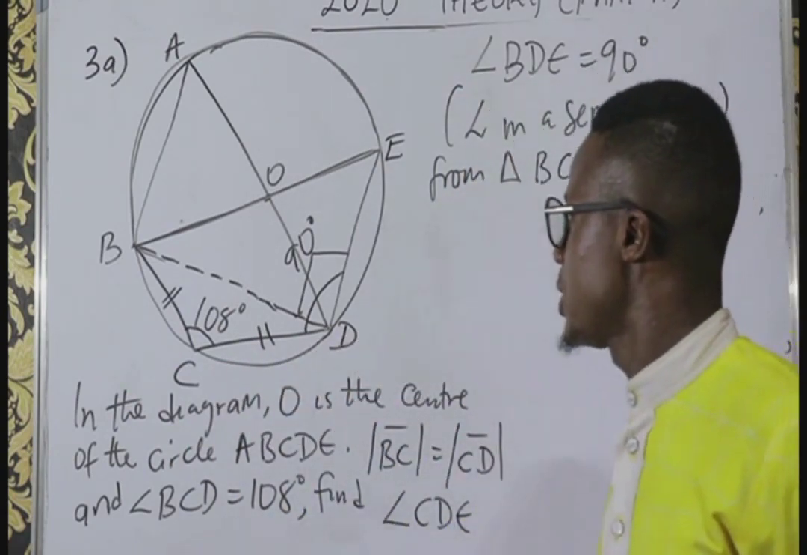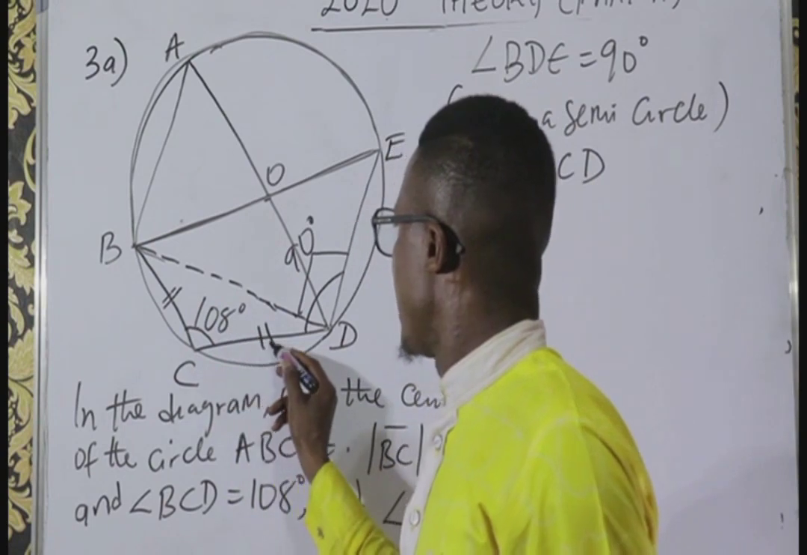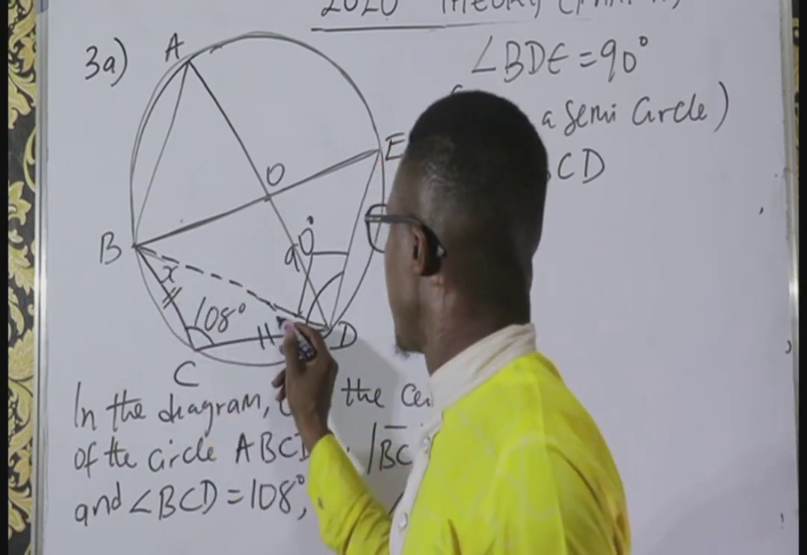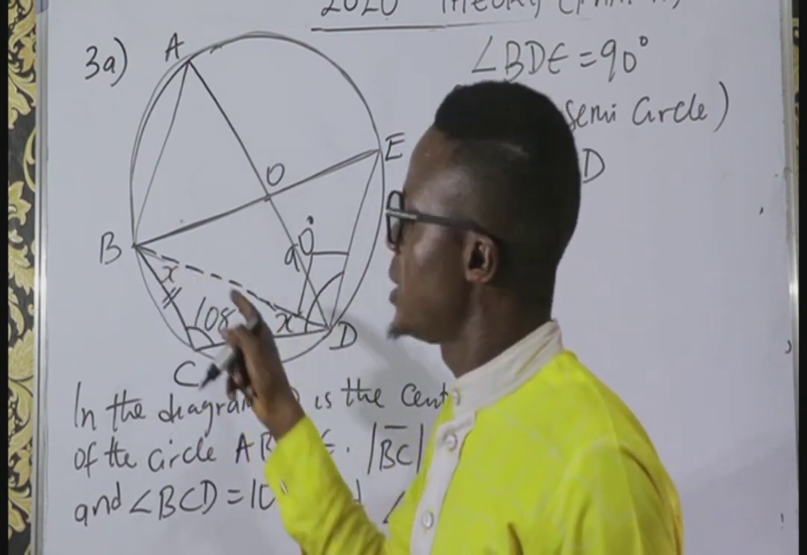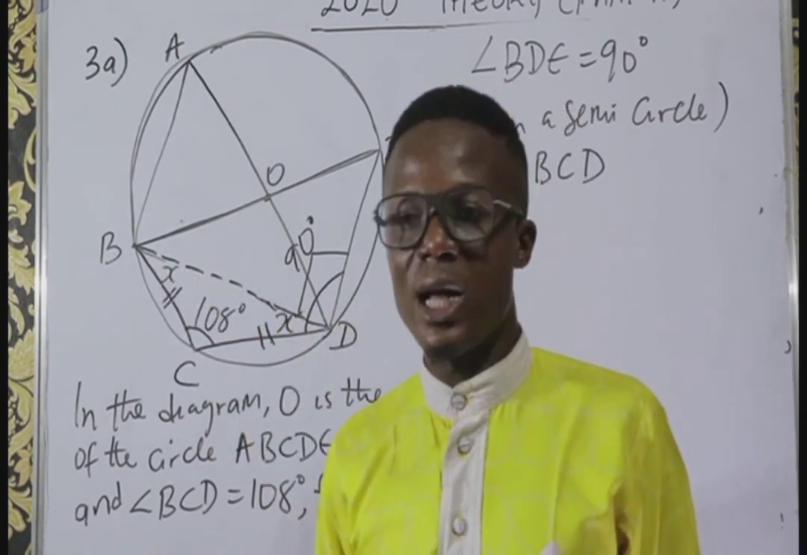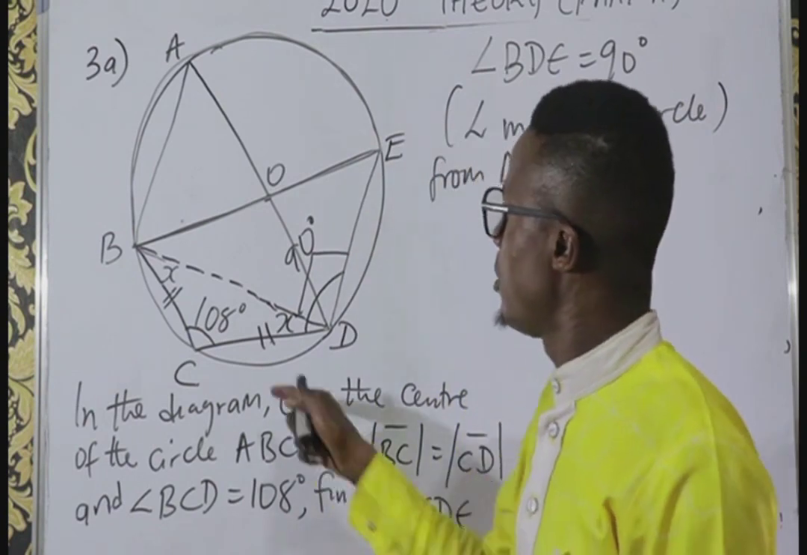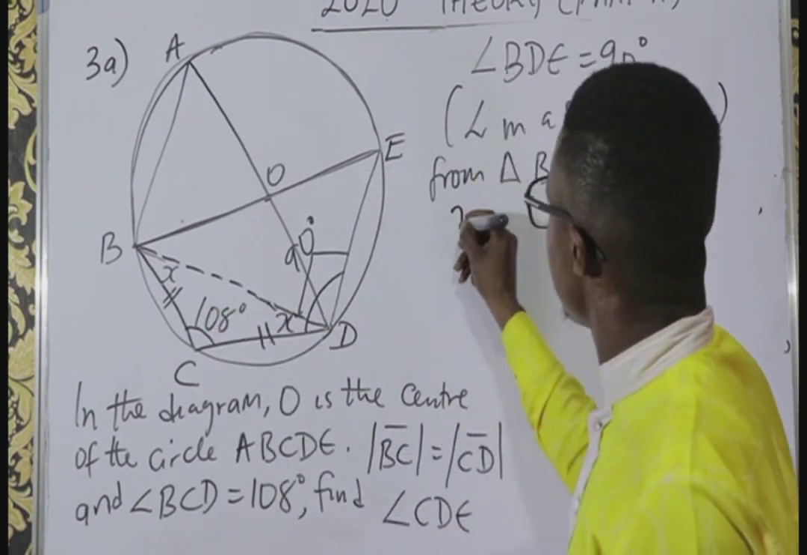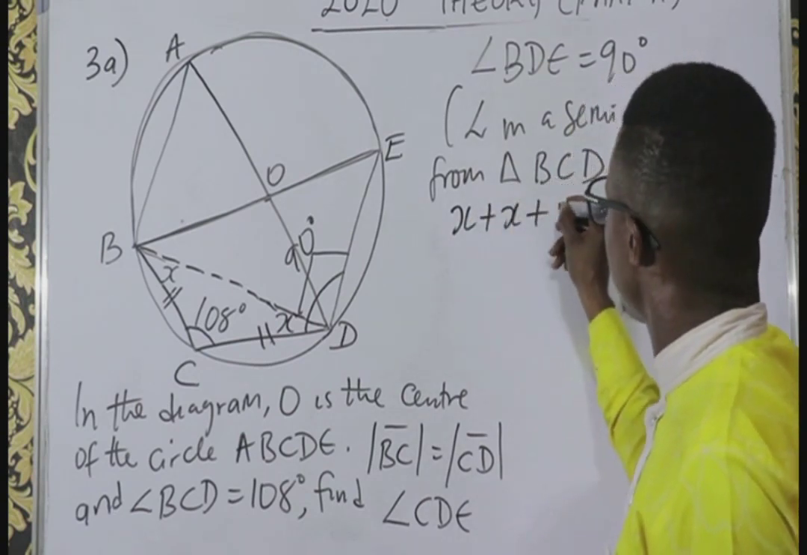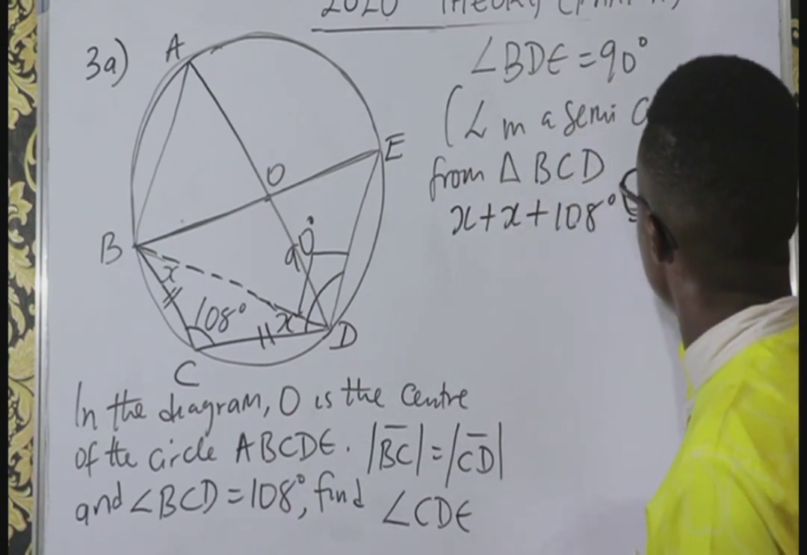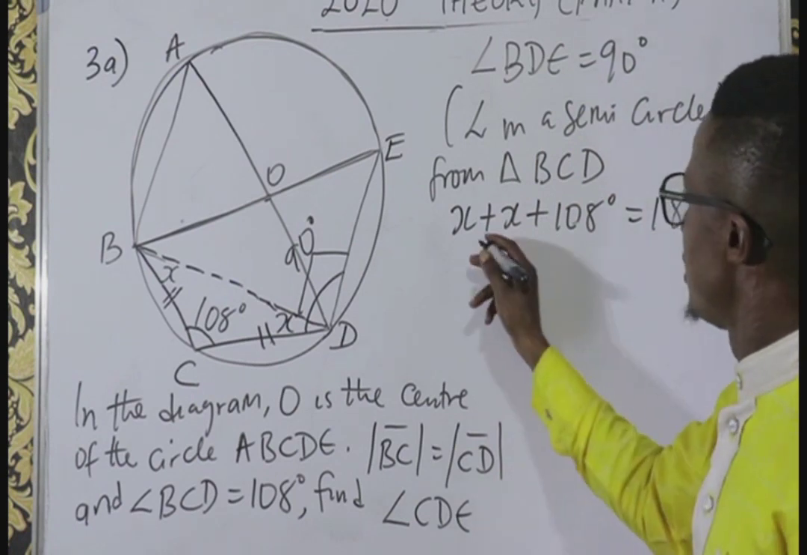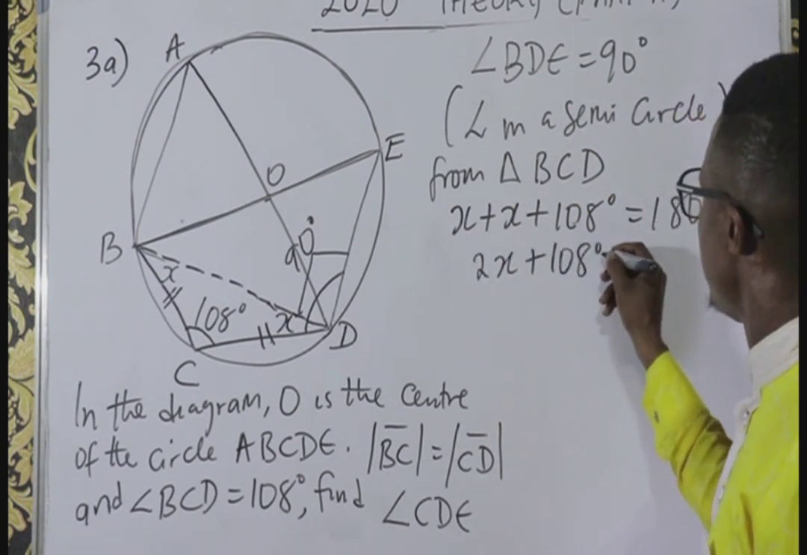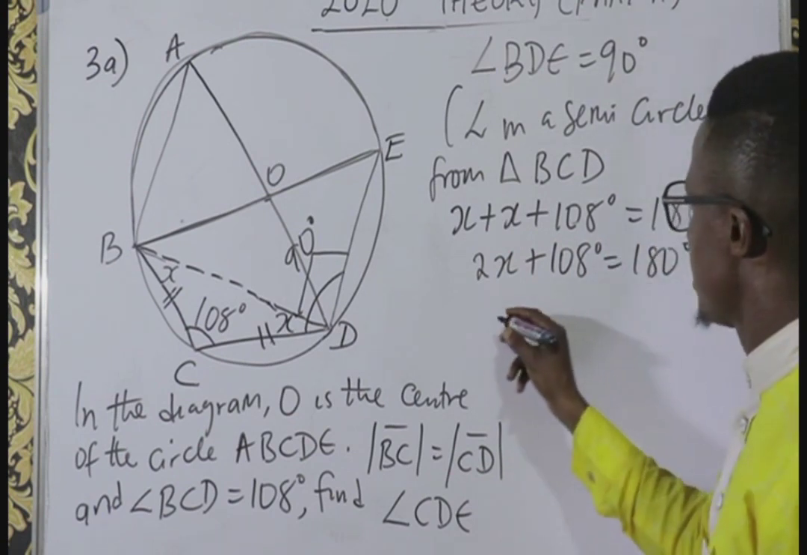If you consider it, you see that this side and this side are equal, therefore this is an isosceles triangle. I can call here X and here X. Since it is an isosceles triangle, the base angles are equal. Therefore, the sum of the angles here is equal to 180 degrees. I can write X plus X plus 108 degrees equals 180 degrees. X plus X is 2X, plus 108 degrees equals 180 degrees.